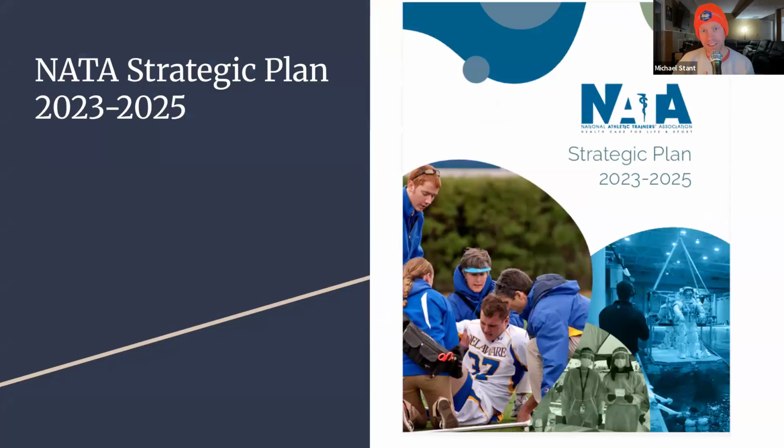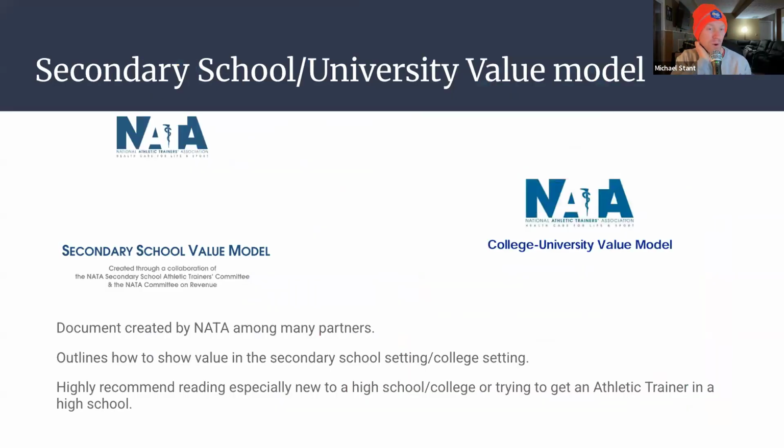I just want to point out NATA has a lot of this in their work now. This is goal number 4 of the NATA strategic plan: they approve return on investment. They also have third-party reimbursement, which we'll touch upon in this presentation. If this presentation isn't enough for you and you want to see what NATA has, they also have the secondary school value model and the college university value model. The two documents they've created are honestly good resources, highly recommended. If you're trying to figure out salary negotiations or you're trying to get more staff at your setting, these are a good place to start.